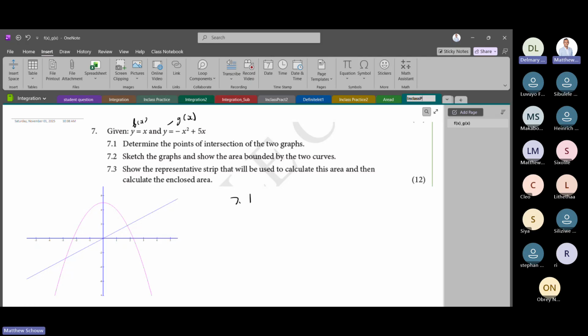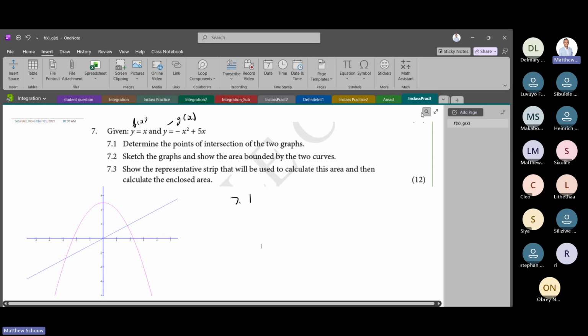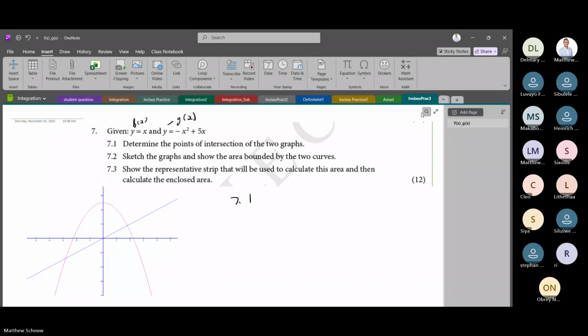Yes, sir. So first get the, yeah, this is from the book. Sorry about that. And this is the last one for the day. So first get my intersection points.